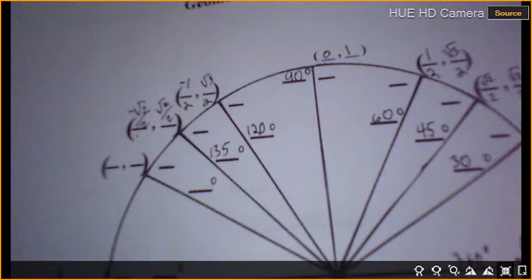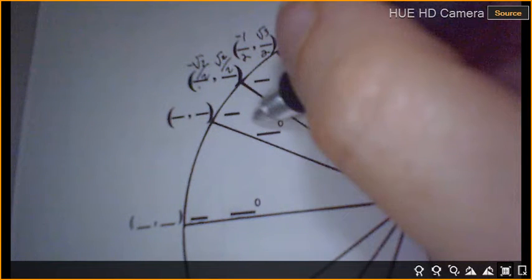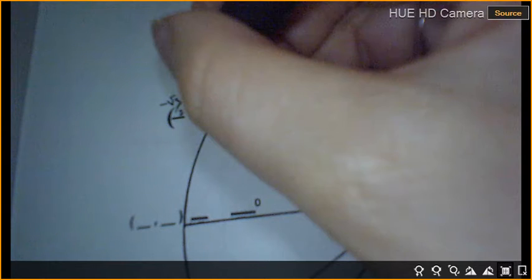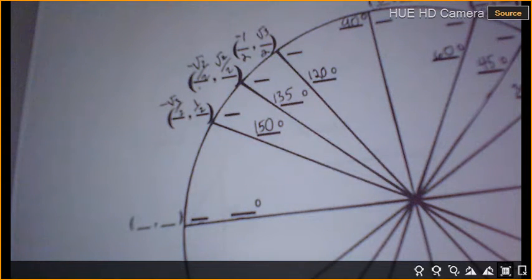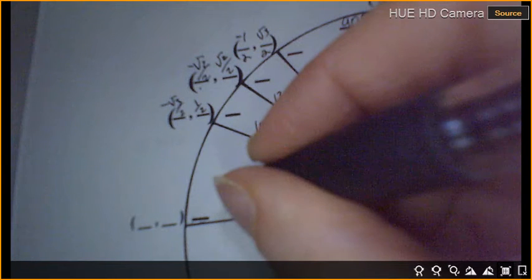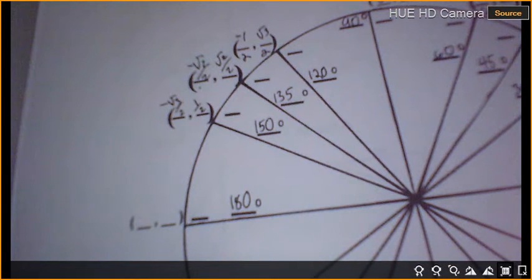Then we've got 135 degrees, and it's -√2/2, square root 2/2. Then we've got 150 degrees, -√3/2, 1/2. Then 180 degrees, -1, 0.